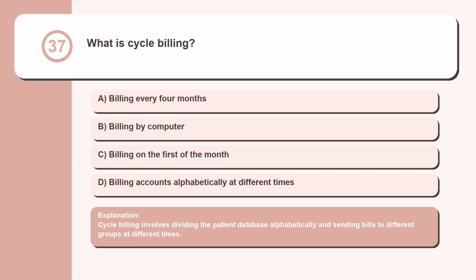Explanation. Cycle billing involves dividing the patient database alphabetically and sending bills to different groups at different times.